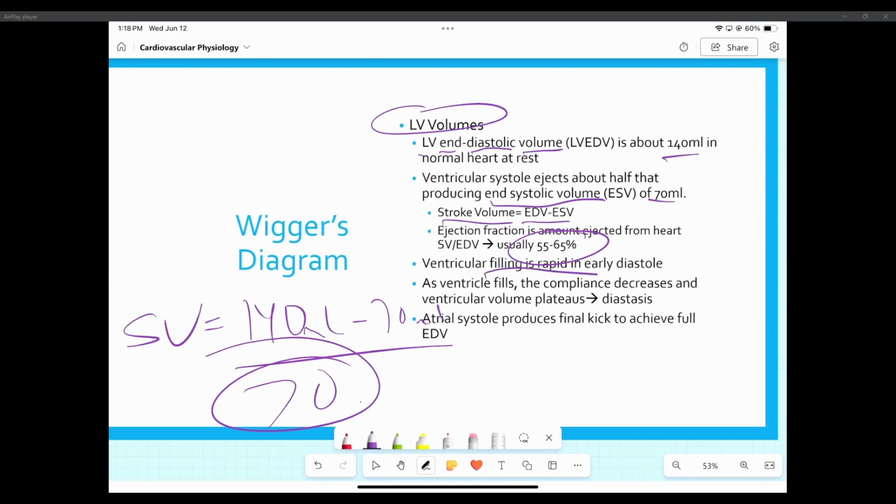Ventricular filling is rapid in early diastole, meaning in the early diastole it's going to fill very fast and then it kind of slows down after that. As ventricles fill, the compliance decreases. What is compliance?